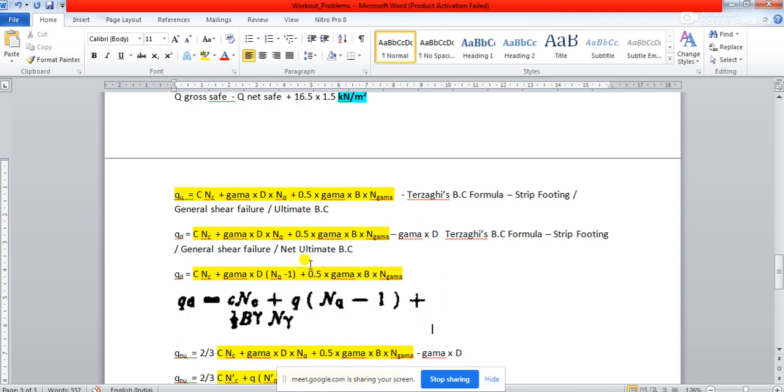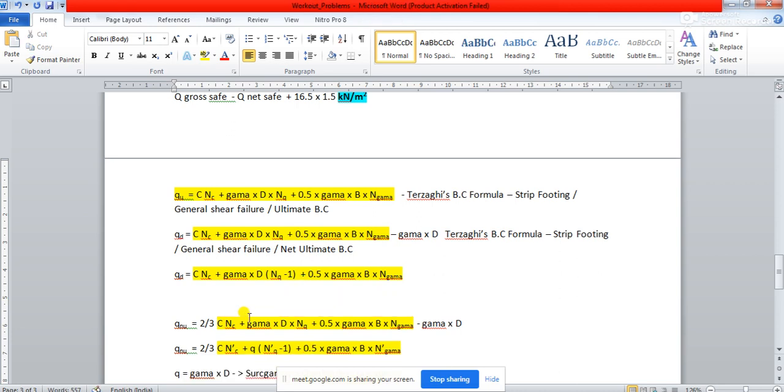Plus 0.5, that means here it is written half. Here gamma is written first, here B is written first. So B gamma N gamma, that's what it has written, and we have written gamma B N gamma. So is it clear now? Yes, sir. So we have understood this.